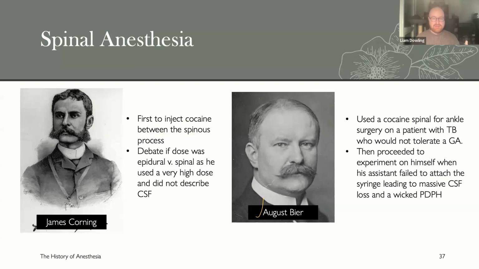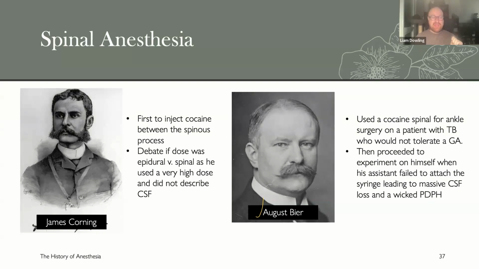And we talk about that in our medical practice today. And that comes from historic roots still to this day about how spinals are options for people who would not tolerate a GA. He performed this on a patient and several other volunteers. And then he began experimenting on himself.